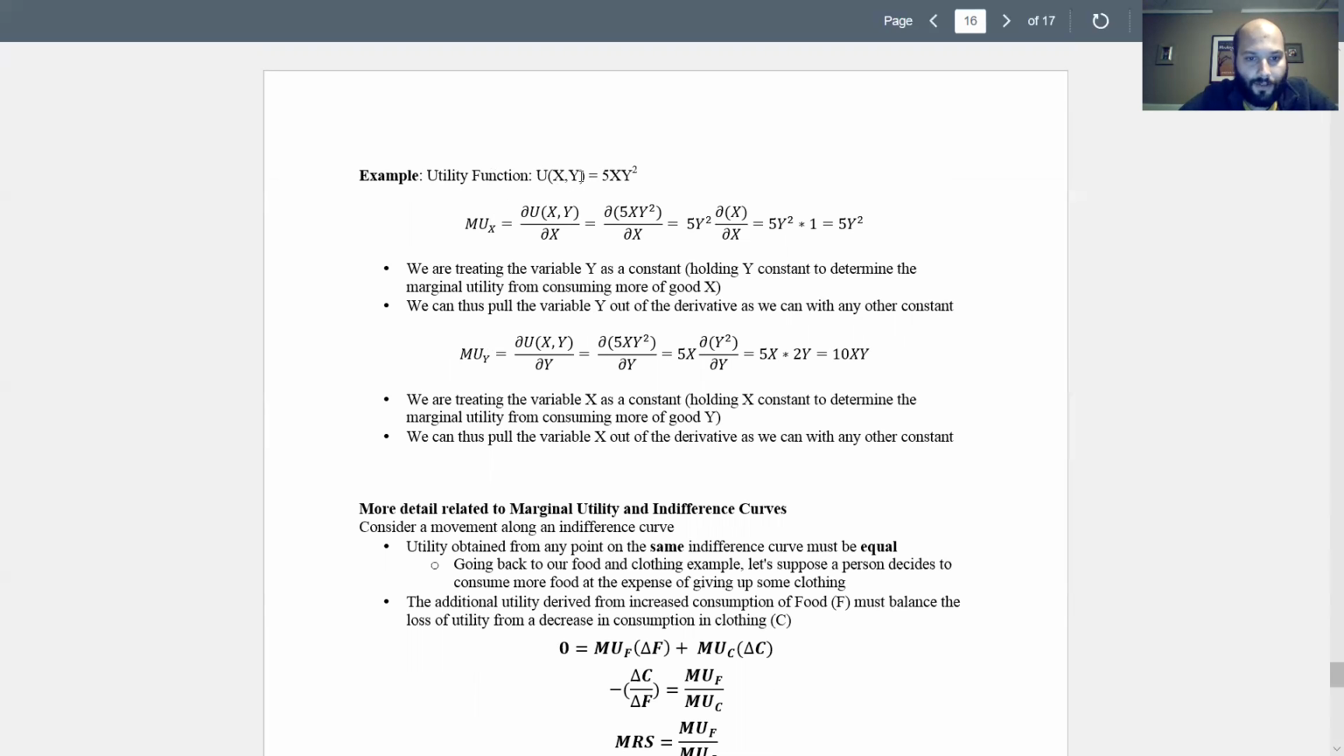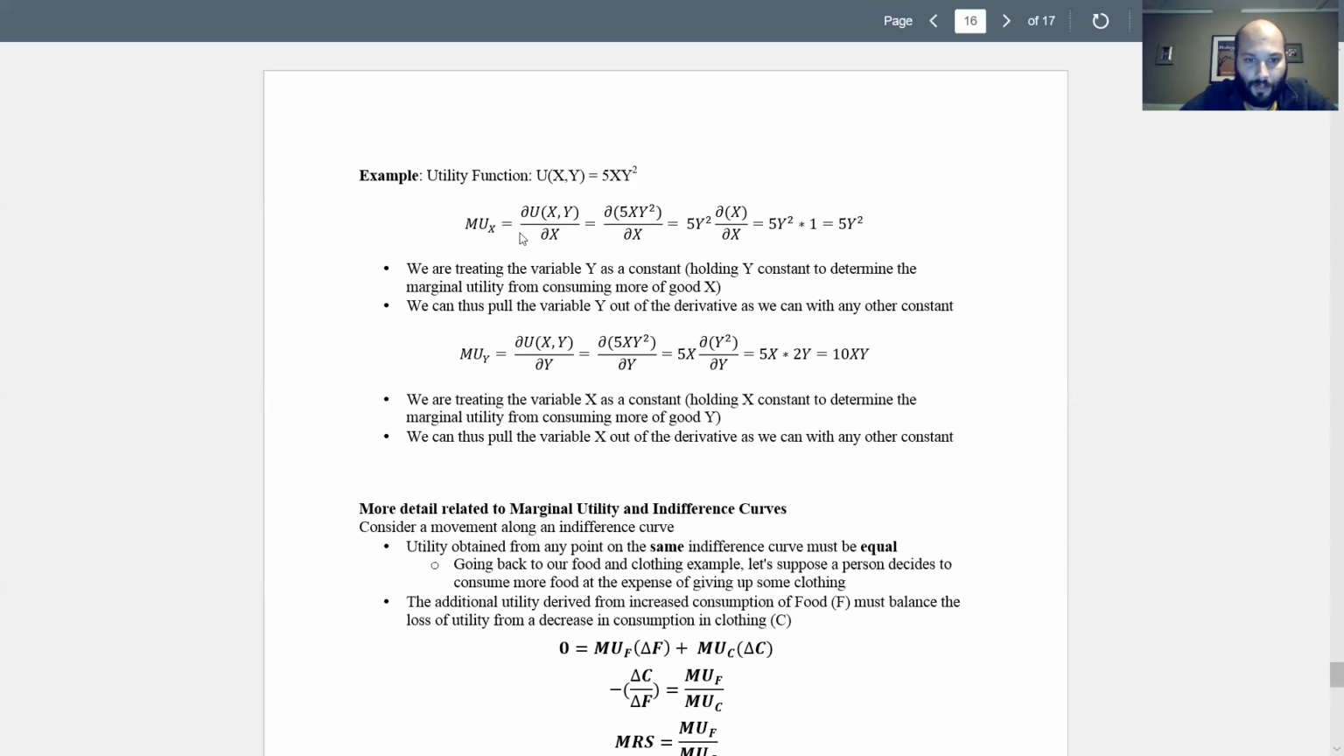So when we do this, when we're taking the derivative with respect to x, we're going to treat all of the constants as constants, but we're also going to treat y as a constant. So the constant, when we're taking the derivative of this utility function with respect to x, is 5y squared. Okay, so our derivative is going to be our constant, 5y squared.